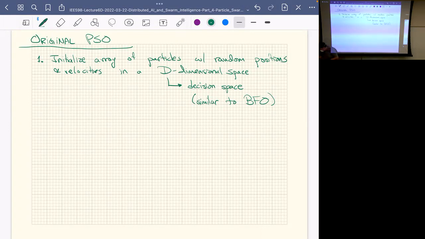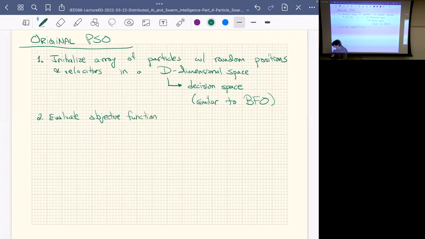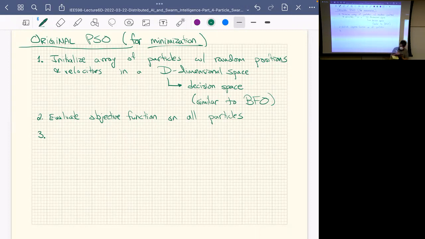All right, so we initialize the array, random positions. So then we evaluate our objective function. And by the way, I'm going to do this for minimization. So evaluate our objective function on all particles. Then we compare each particle's current evaluation with its personal best, and then if necessary, update its personal best. So I'm going to call this the P best step, personal best step.